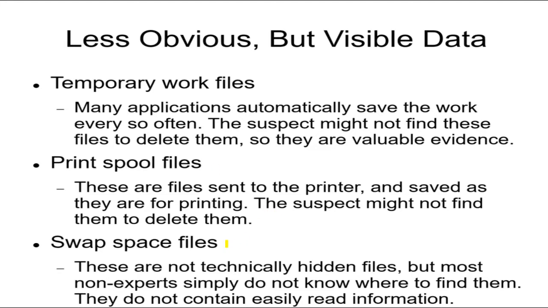There's also swap space files. These are not exactly technically hidden. People usually can't find them. But this is where RAM sometimes gets saved in the swap space as swap space files. If a person knows where they are, they're actually not hidden. If you know where to look and know what these files are called, you can actually find them yourself using the Windows Explorer. But most non-experts don't know that the files that RAM was saved in these swap spaces.